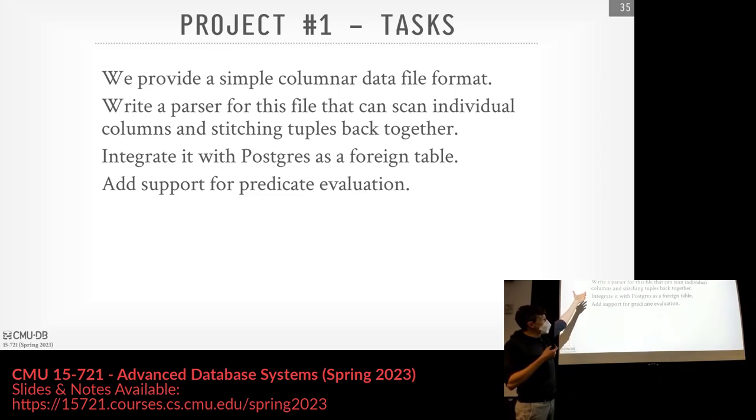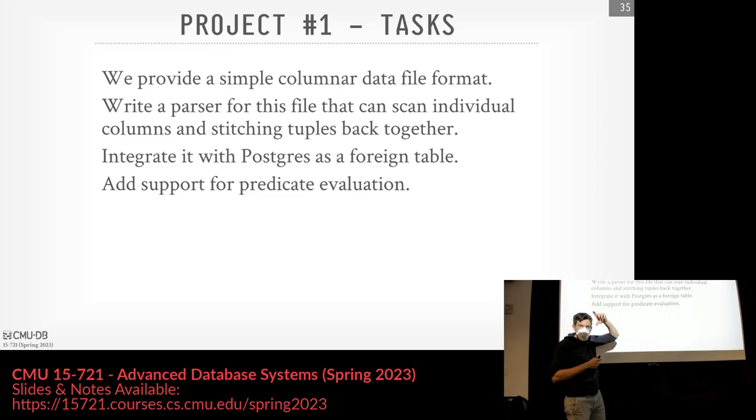It's literally just storing data in binary form in a columnar arrangement. So the first step you want to do is just write a parser for this file, just to scan individual columns and try to stitch tuples back together. And when you read the metadata, understand what the offsets are, and know how to put tuples back together. And then you want to integrate this in Postgres using the foreign data wrapper API. I think, Wayne, we provide them some basic skeleton code already, right? Yep. So there's some basic skeleton code, some functions you've got to fill out, and then instructions on the website of how to actually compile it and then link it into Postgres, right?